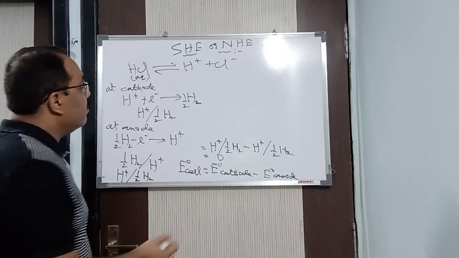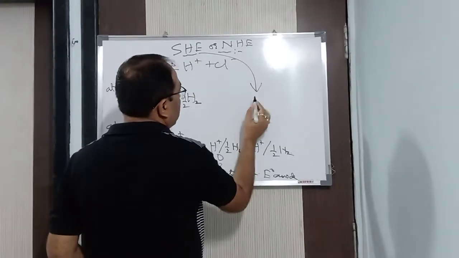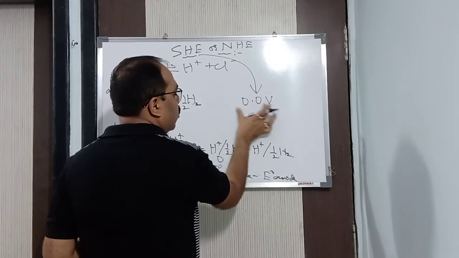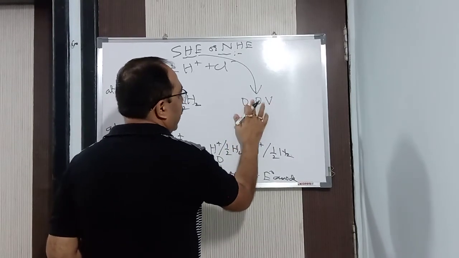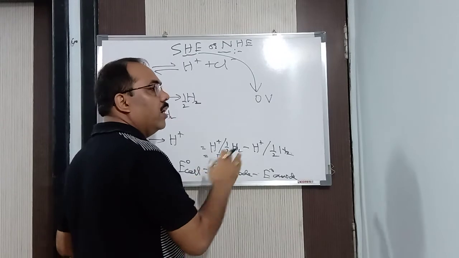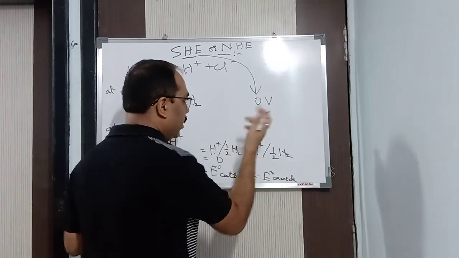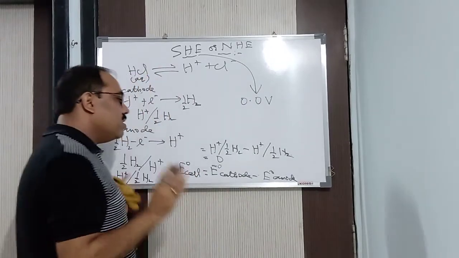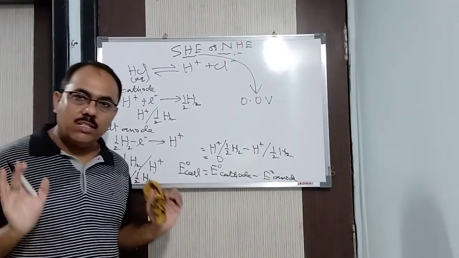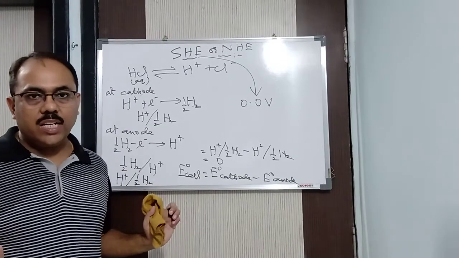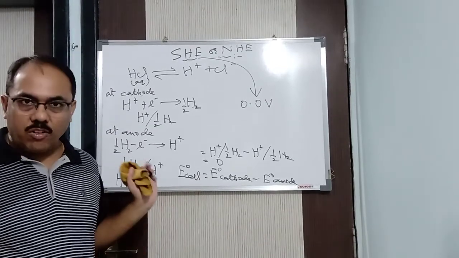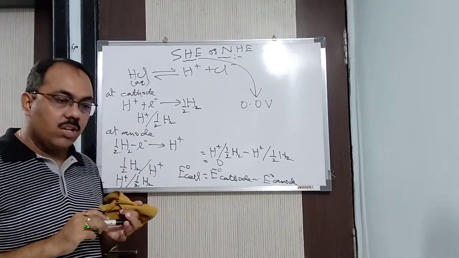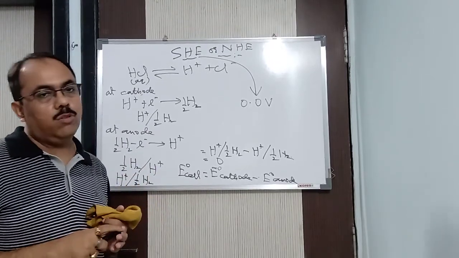So what is the value of SHE or NHE? It is nothing but 0.0. It's actually 0 volt, but I am writing 0.0 because if I write 0 volt, you may read it as OV. Written this way, it is correct: 0.0 volt. What is the electrode potential of the standard hydrogen electrode? It is 0 volt. In this way we got 0 volt. So the standard hydrogen electrode is taken as the standard electrode potential.